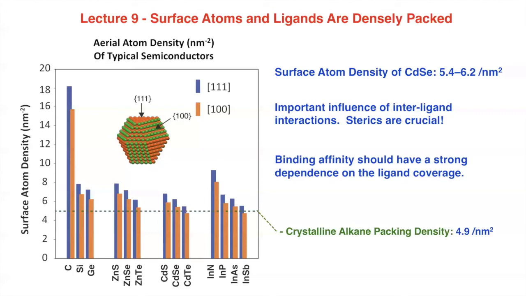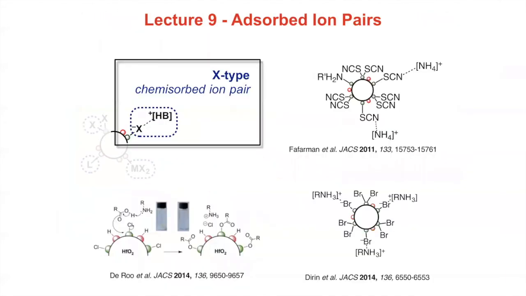And what this means is that surface atom density and ligand coverage are very tightly linked, and ligand coverage is limited by steric effects. So small ligands are better than big ligands for that reason.